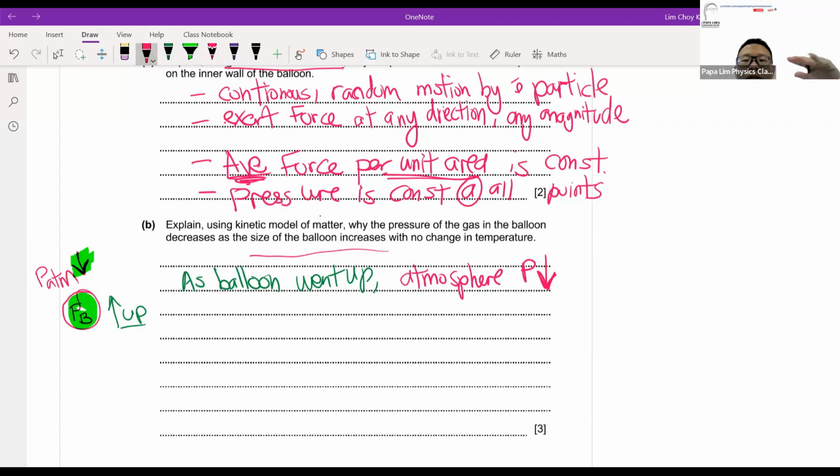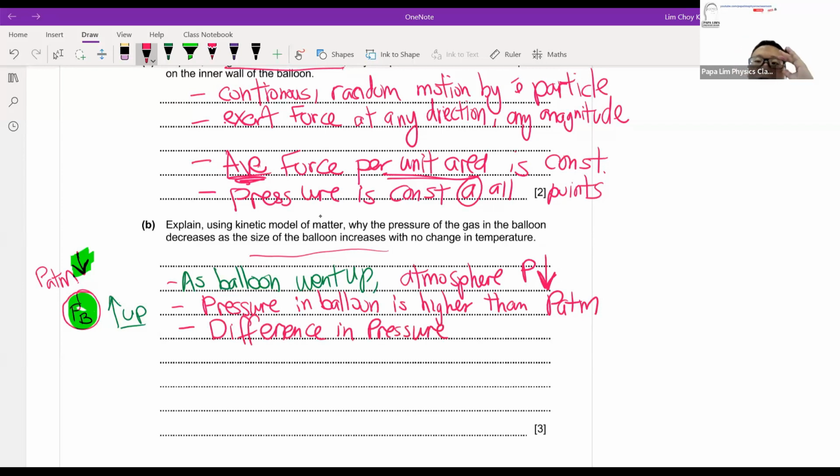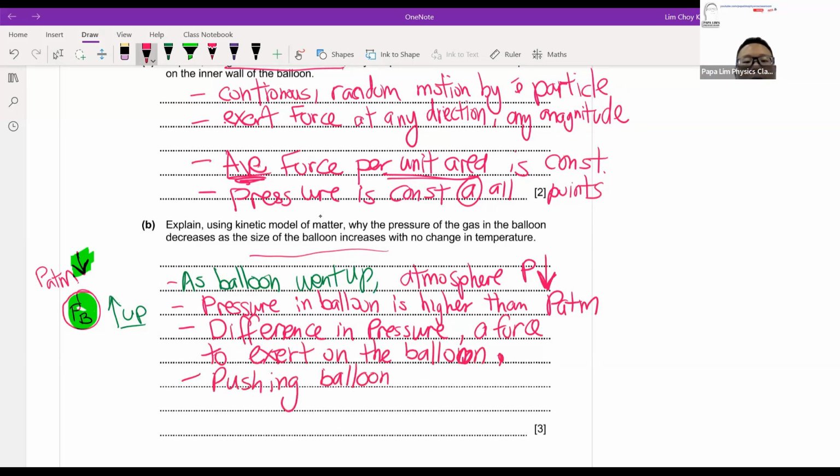It happens together, but it can be broken down into different stages. So the pressure in the balloon is higher than atmospheric pressure, so there is a difference in pressure. This difference in pressure will cause a force to be exerted on the balloon, pushing the balloon outwards.